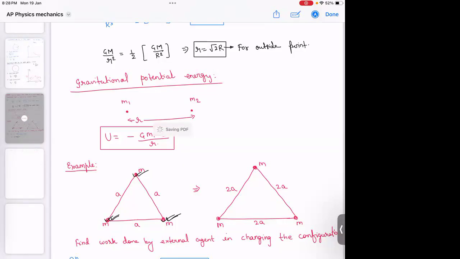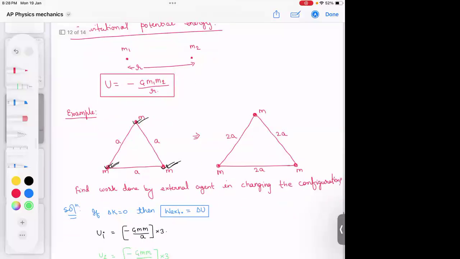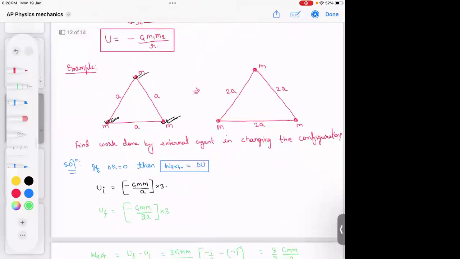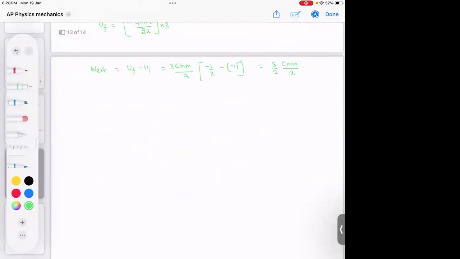Clear? Now again we have to discuss circular orbital motion, isn't it? Right. So chaliye, let's start today with the circular motion part.